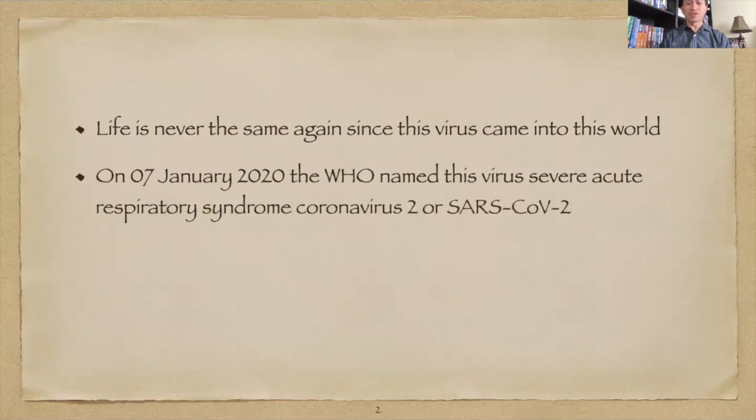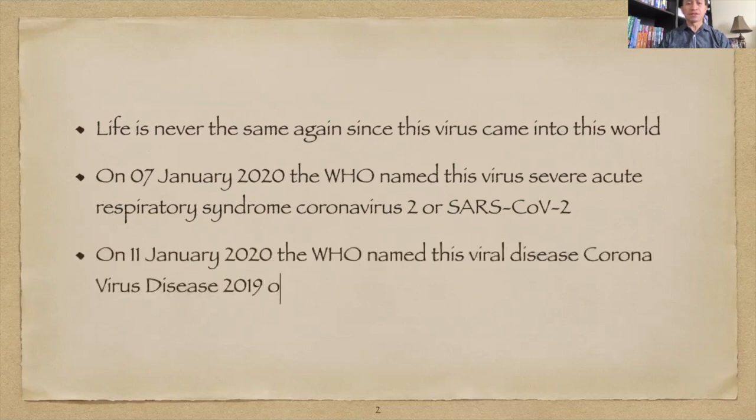On January 7, 2020, the World Health Organization named this virus Severe Acute Respiratory Syndrome Coronavirus 2, or SARS-CoV-2. This is the latest name of this virus, because we know there were coronaviruses in the past, and we will learn about that later in this topic. Now let's go to a brief history of coronavirus.